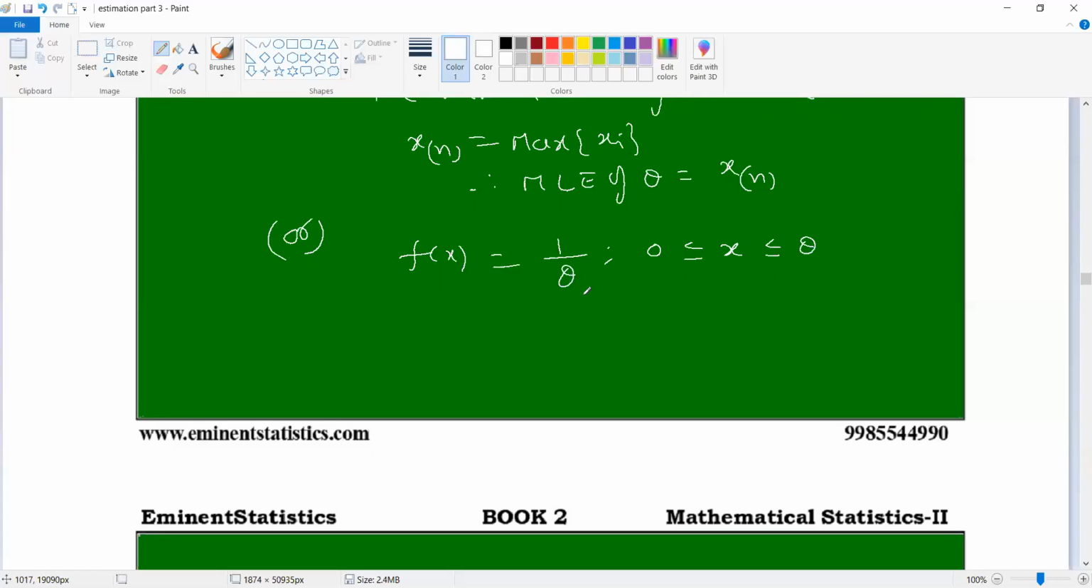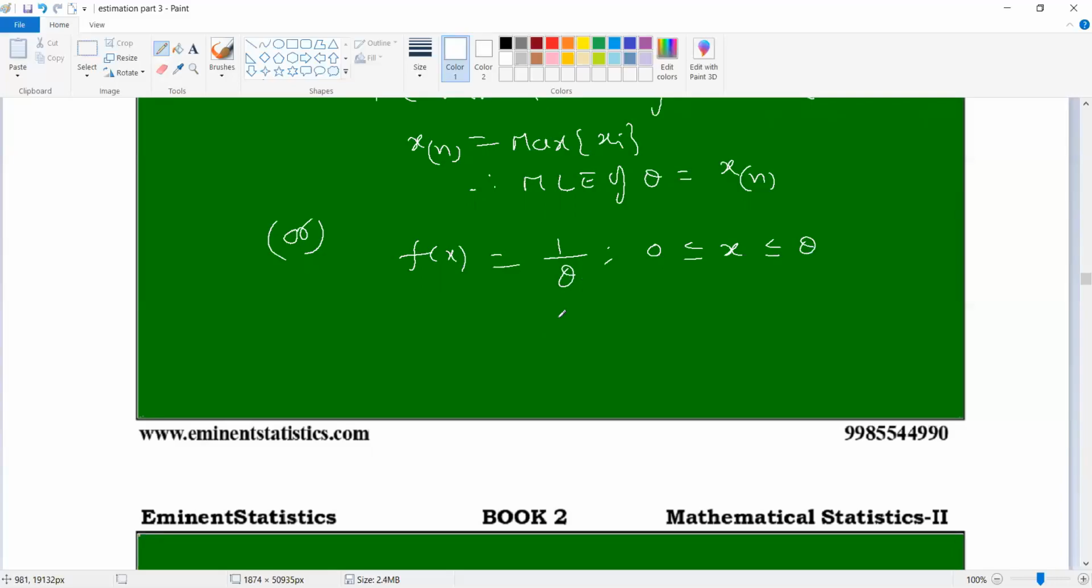Once again, here using thumb rule, the range of the random variable x depends on parameter theta. The theta may fall on the left side or right side. If the theta falls on the right side, the minimum value of theta, xn order, is the MLE of our parameter theta. If the theta falls on the left side, x1 order is the least observation, x1 order is the maximum value of theta. That is the MLE of the parameter theta. I am giving two or more examples for understanding purposes.